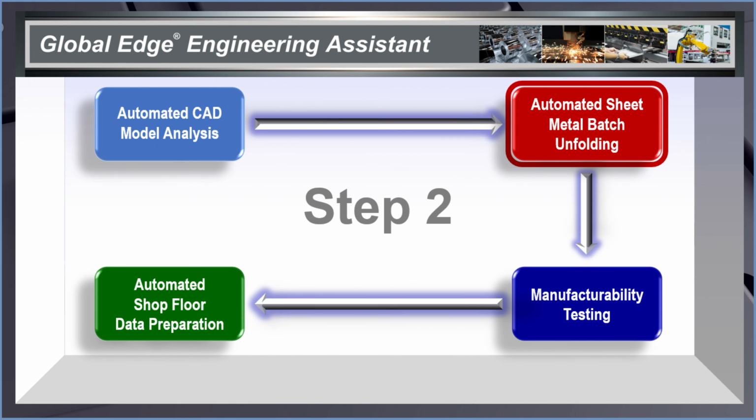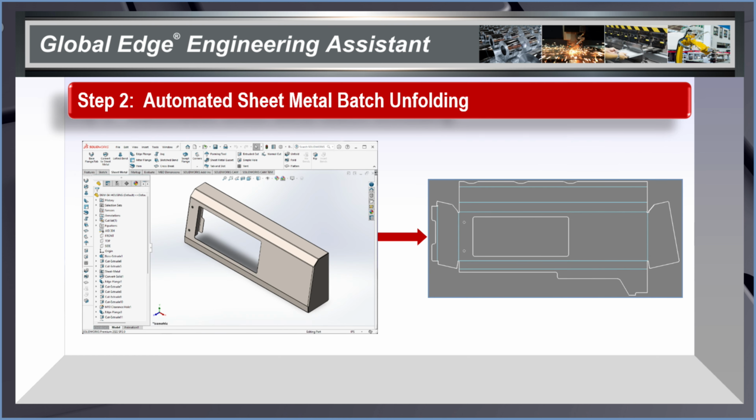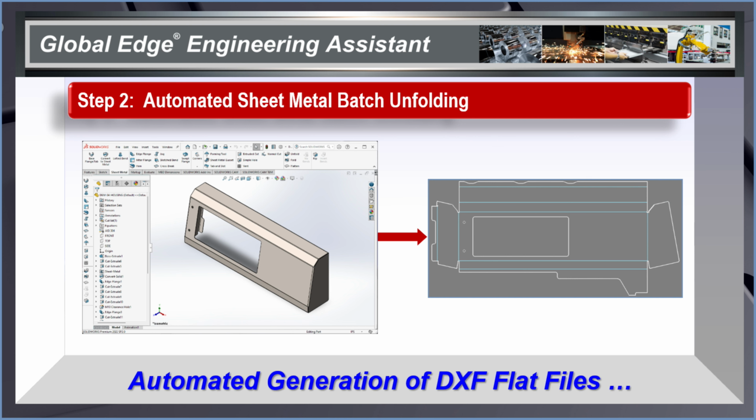Step 2 provides the automatic batch generation of DXF flat files from your SolidWorks sheet metal parts. This includes the automated unfolding of either a single or large batch of SolidWorks sheet metal parts to generate DXF flat files, sorted by material, thickness, and optionally including by job date and cutting method. This also includes the addition of extended data to the DXF flat files to facilitate automatic bend program generation.